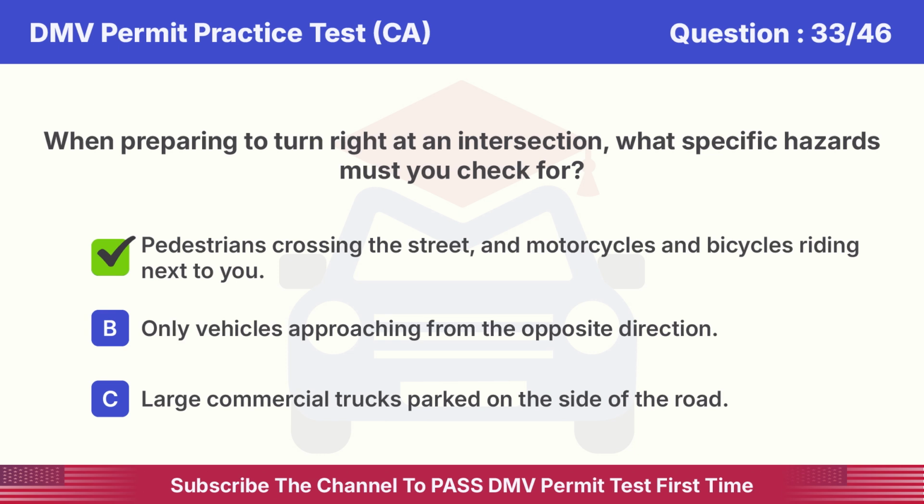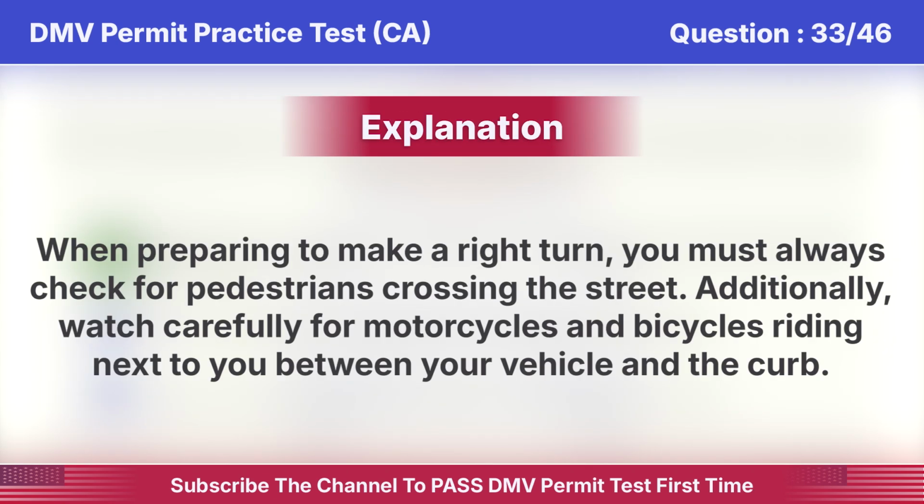Answer is A, pedestrians crossing the street and motorcycles and bicycles riding next to you. When preparing to make a right turn, you must always check for pedestrians crossing the street. Additionally, watch carefully for motorcycles and bicycles riding next to you between your vehicle and the curb.